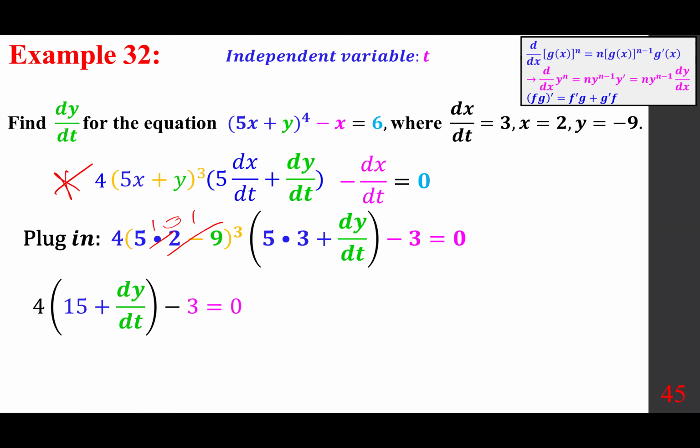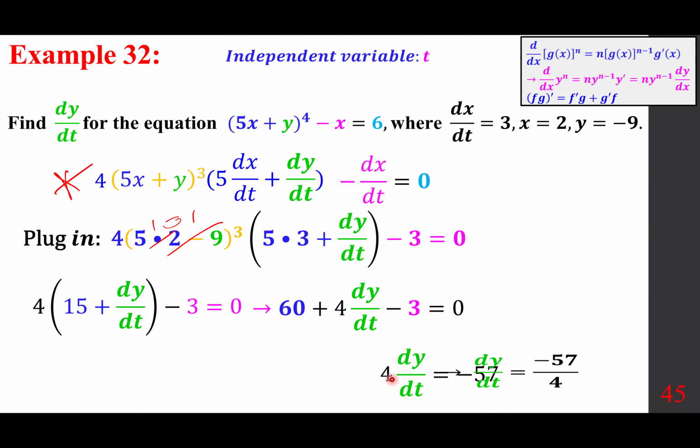So if I distribute the 4, I get 60 plus 4 dy/dt. 60 and negative 3, they add up to 57. 57 moves to the other side, becomes negative. Divide by 4. dy/dt is negative 57 over 4. And I highly recommend for practice, you guys solve this for dy/dt and then plug in, just for practice. But if they want just the value, this is one way to do it.